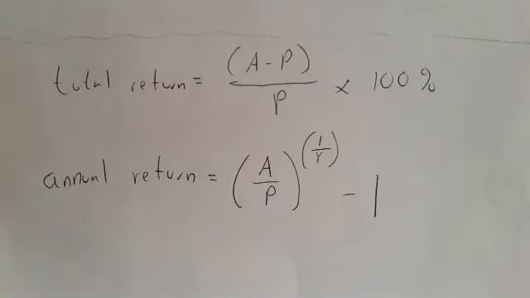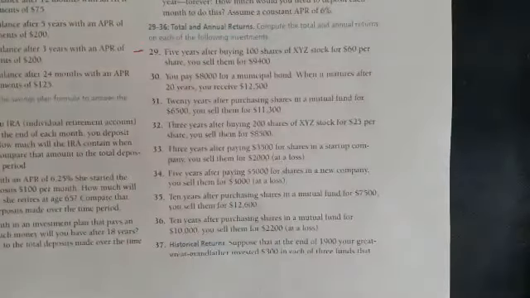Who is here? Patrick and Richard look like good people. So if we want to look at 29, they want to know both the total return and the annual return. So Patrick, if you want to work on total, Richard, if you want to work on annual, and then we can talk about it.